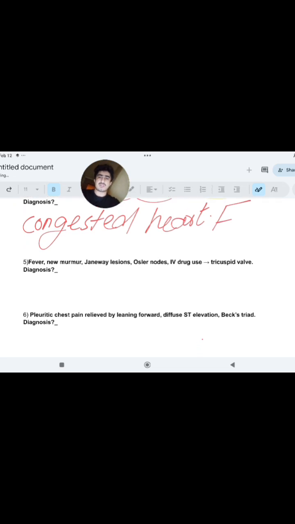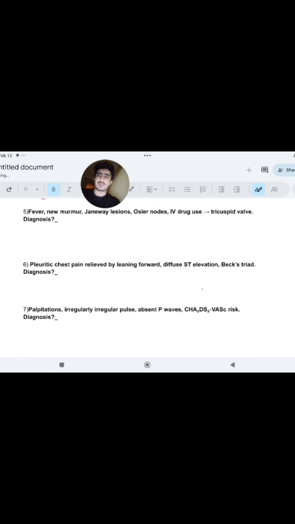ठीक है. और फिफ्थ पे है पेशेंट with fever and new murmur, and there is the Janeway lesion and Osler nodes. These are the what? Janeway lesions जो होते हैं palms and soles पे होते हैं, और ये पेनलेस होते हैं. और जो Osler nodes होते हैं ये कहाँ होते हैं? ये फिंगर टिप्स पे होते हैं, और ये पेनफुल होते हैं. और जो Janeway lesions होते हैं ये पेनलेस होते हैं. ठीक है.